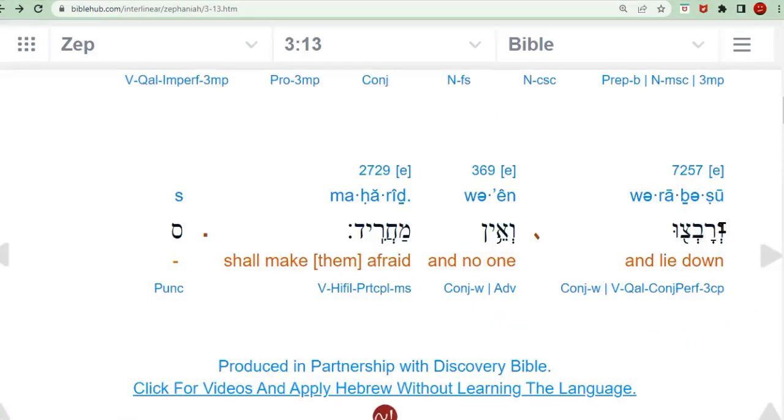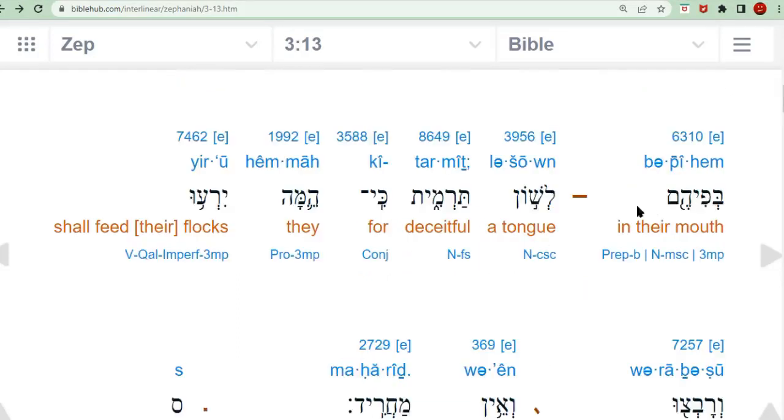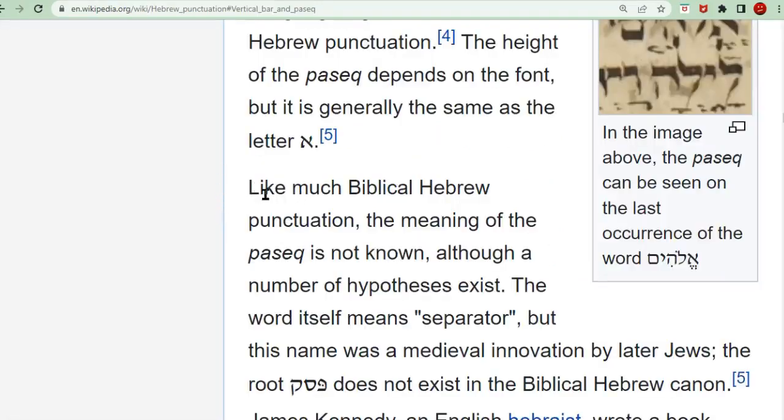So I'm fixing to do something that no Hebrew scholar in the world can do. I'm going to read this all, and I'm going to read every point and dot mark here. And there's no scholars that know how to do this. And you can see this at Wiki under Hebrew punctuation. Like much biblical Hebrew punctuation, the meaning of the Pesach is not known, although a number of hypotheses exist. And if you read all of them and then look where it's at, they have no idea. They don't have a clue.